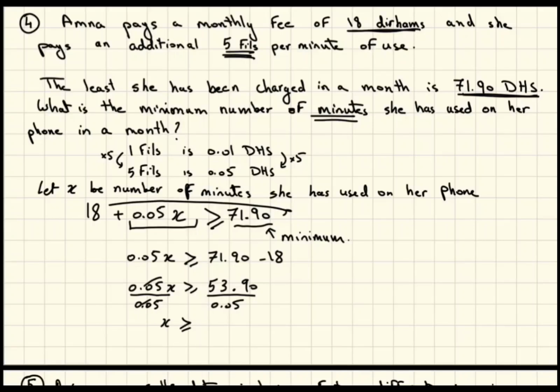It cancels out on the left side, and we get 1078. Now, how do you write your answer? They asked you to find the minimum number of minutes used. So because the minimum number here is 1078. Why is that? Because they're telling you the number of minutes x is either greater than 1078 or equal to it. So the minimum number is 1078 minutes.